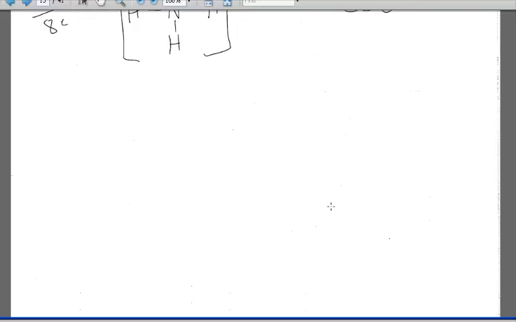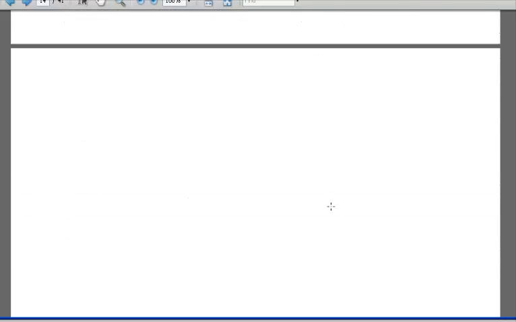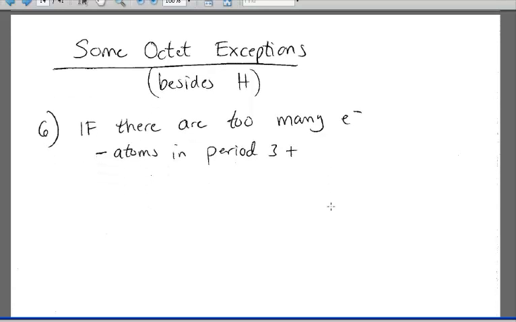All right, one more addition to our rules. We had 4 rules, and then the 5th one was if there aren't enough electrons to make octets. Now we're going to do the case of what to do if there are too many electrons to make octets. So it turns out that atoms in period 3 or row 3 or more can take more than an octet.